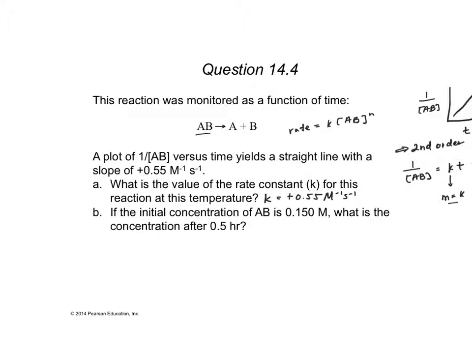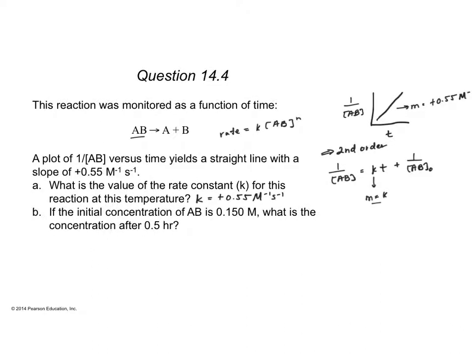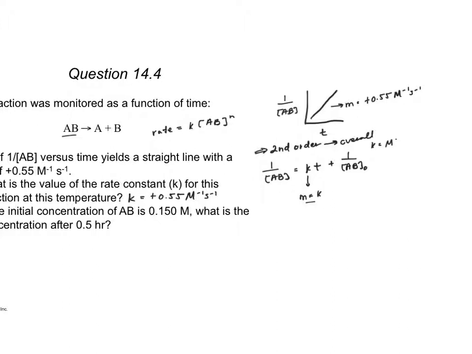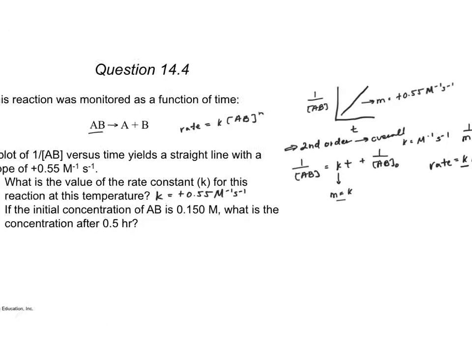Also something to note: anytime your reaction is second order overall, the units of K will be 1 over M, 1 over S. So inverse molar inverse second, or 1 over M times S. But again, that's for second order overall, and that can just be derived back from the original rate law: rate is equal to K AB raised to the second power. K's units can always be derived back from the original rate law.